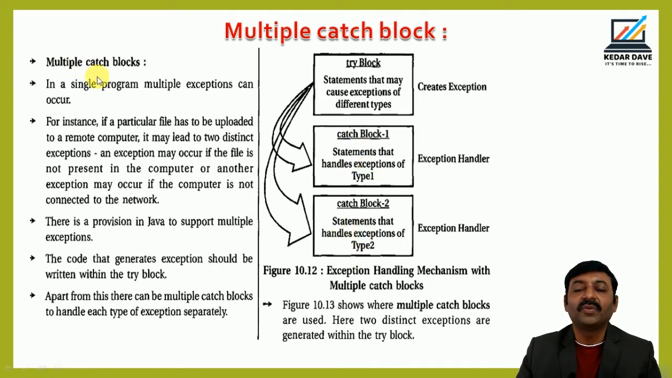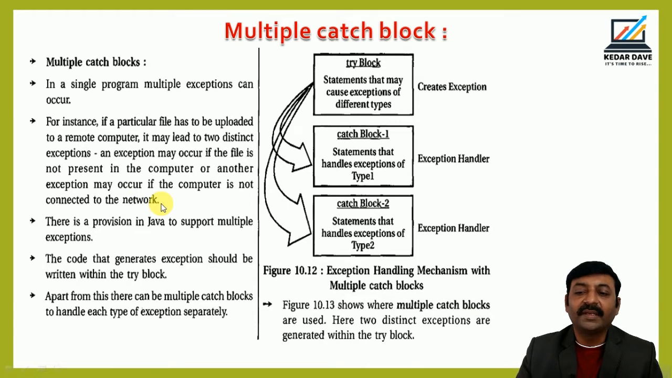Okay, so if you want to use multiple catch blocks, then in a single program multiple exceptions can occur. For instance, if a particular file has to be uploaded to a remote computer, it may lead to two distinct exceptions. An exception may occur if the file is not present in the computer, or another exception may occur if the computer is not connected to the network.